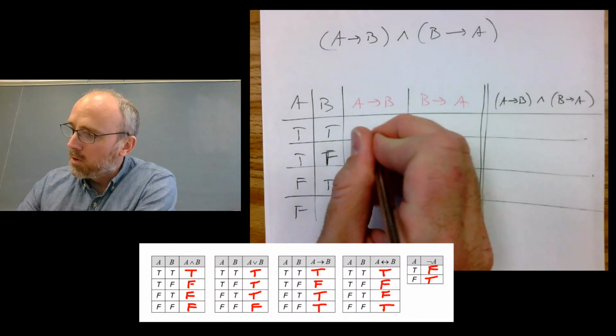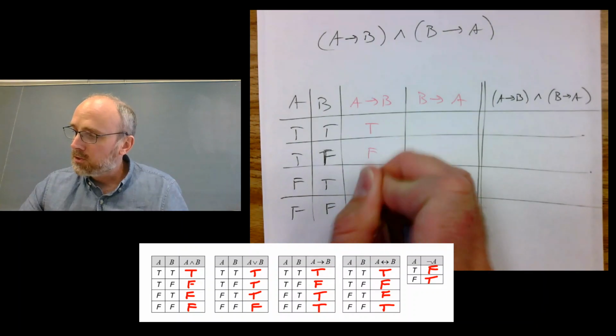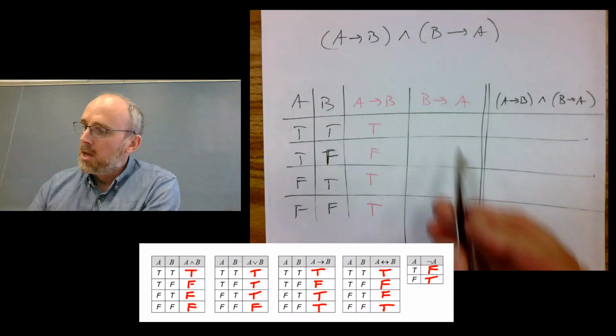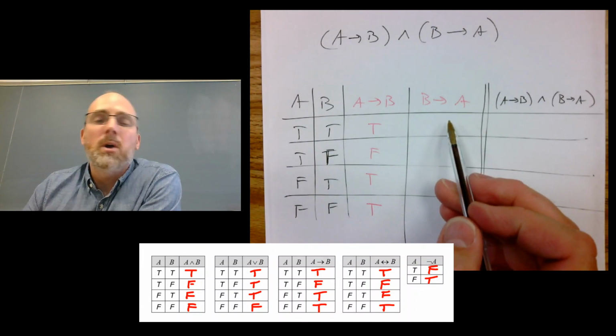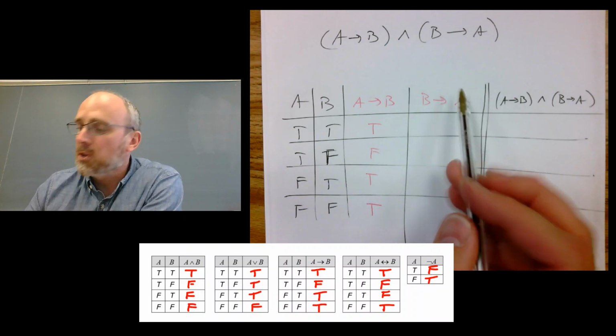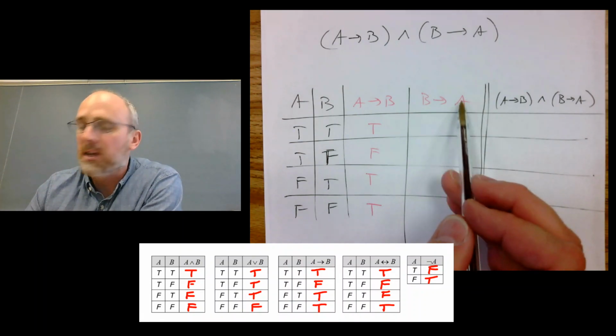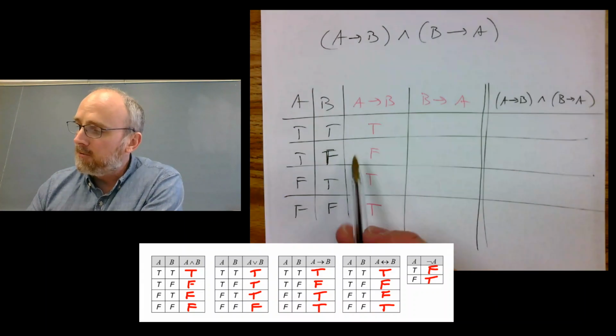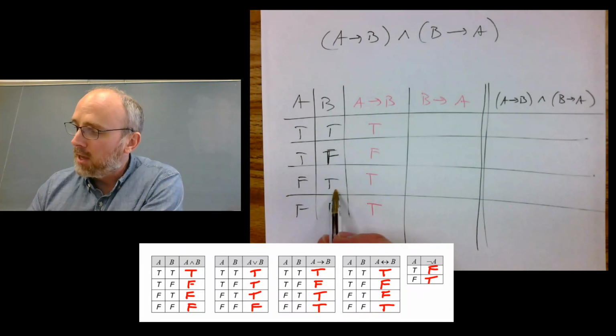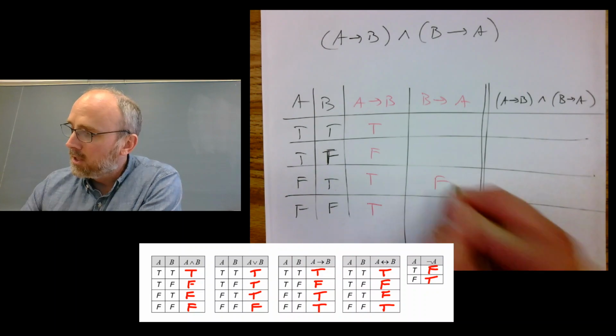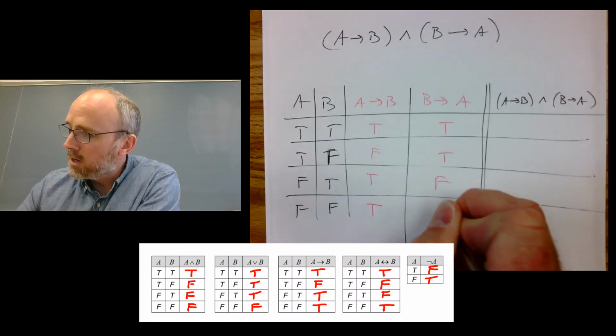So we just did this one. We know that this is true, false, true, true. What about if B then A? Well, like all conditionals, it's false only when the antecedent is true and the consequent is false. That means if B is true and A is false, this will be false, and it will be true otherwise.